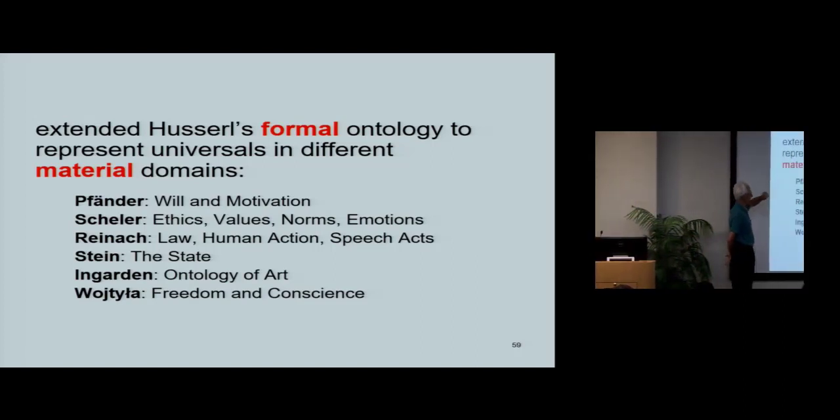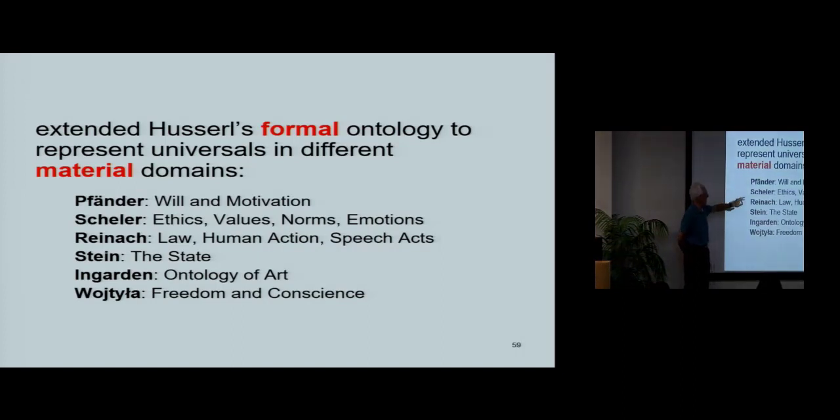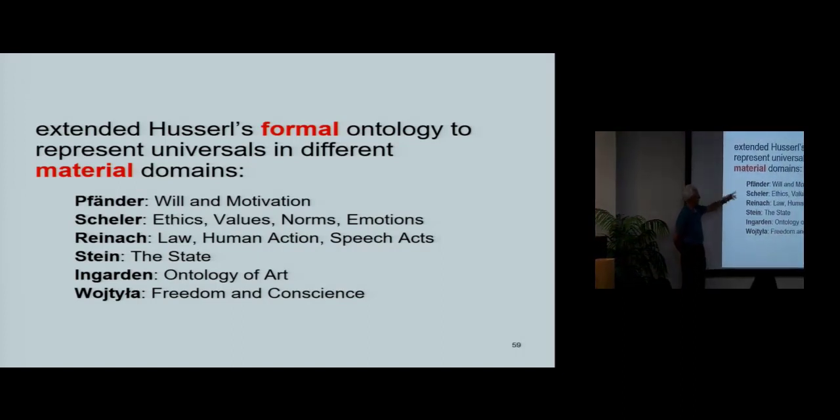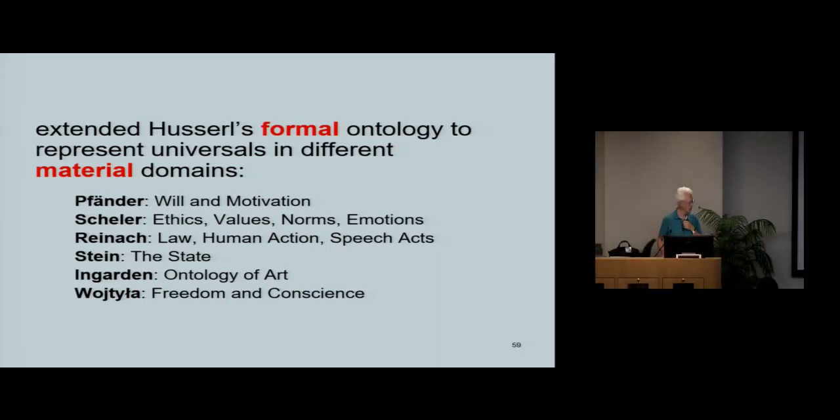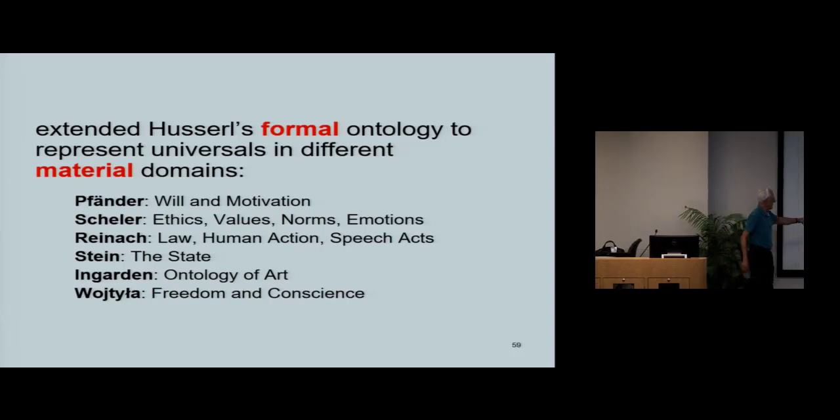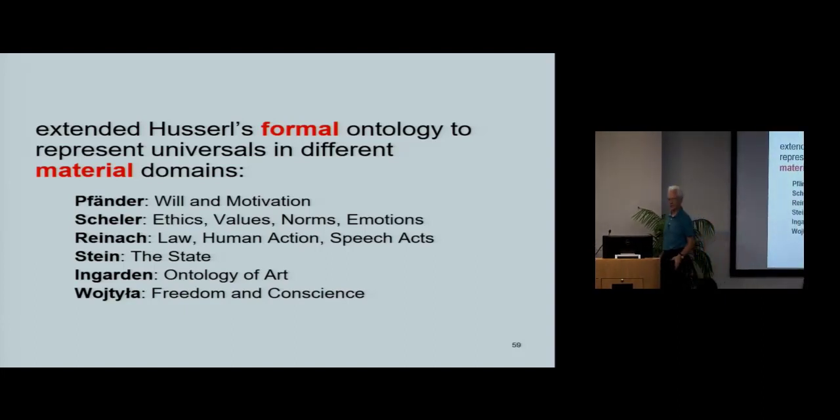They applied it to different areas. So Pfänder applied it to will, Scheler to ethics, Reinach to law and speech acts, as we said. Edith Stein applied it to the state. Ingarden applied it to the ontology of art and literature, and also did a lot of work in general ontology. And then Wojtyła applied it to areas like freedom and conscience.